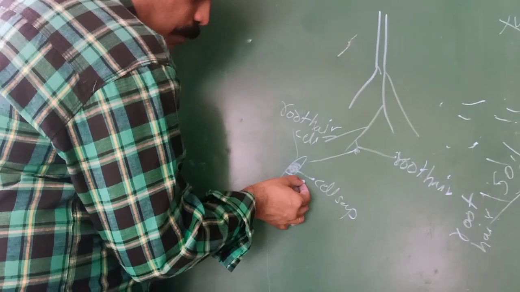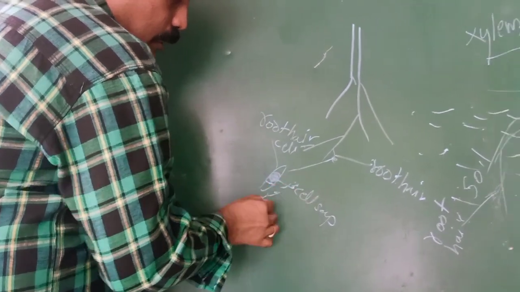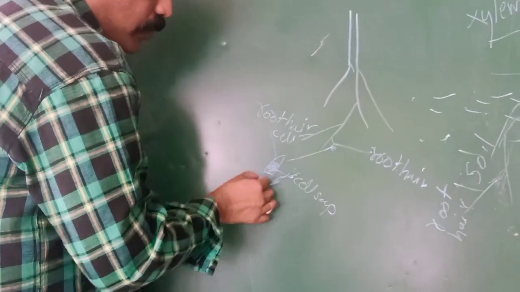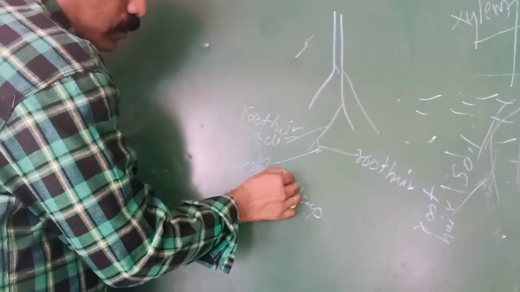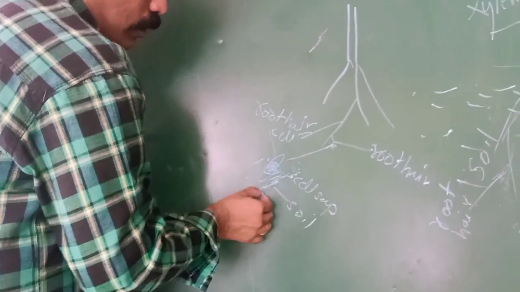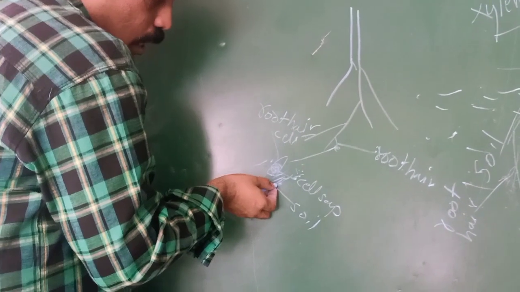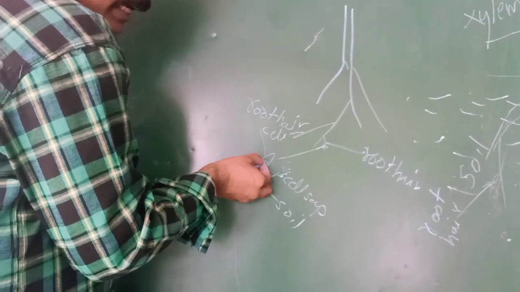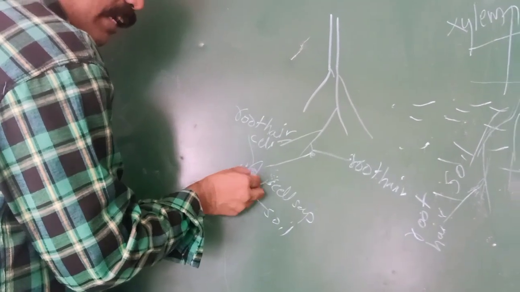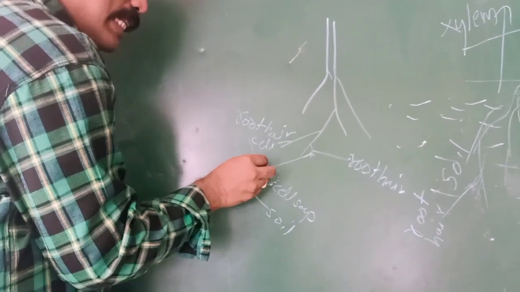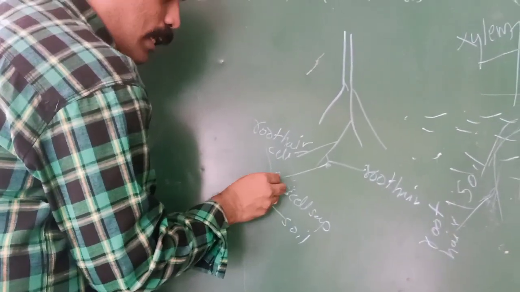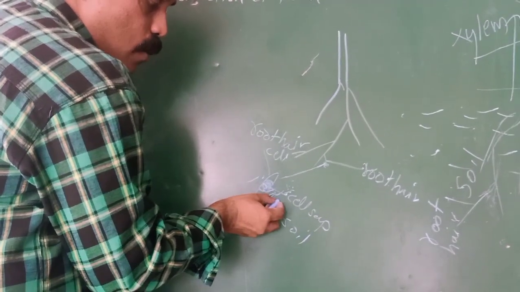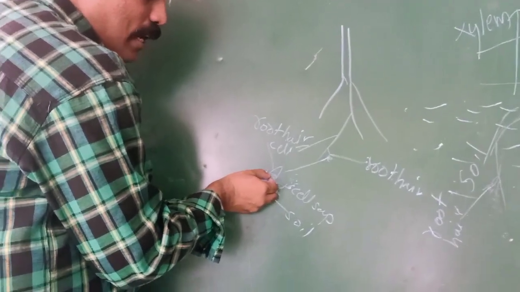By the process of osmosis, what will happen? These root hairs penetrate into the soil. The soil contains moisture, and the water content is more in the soil. In the cell sap, the liquid portion inside the cell, the water content is very less, so water enters into the cell.